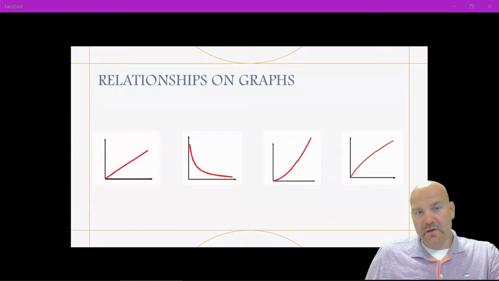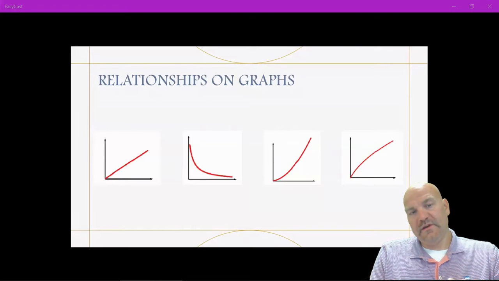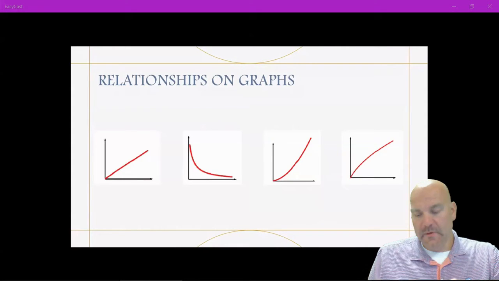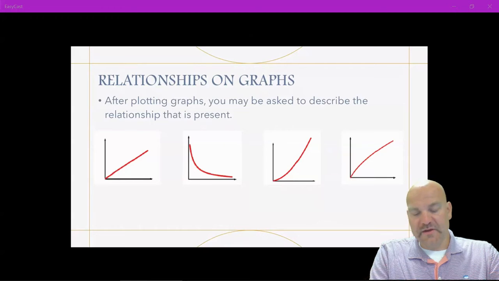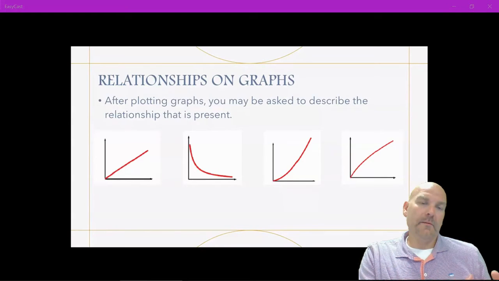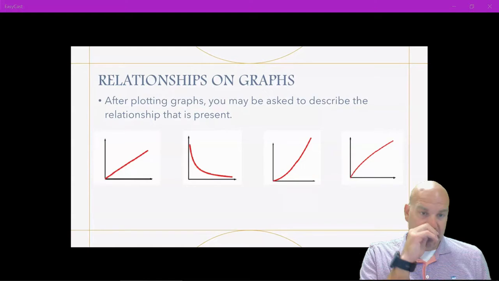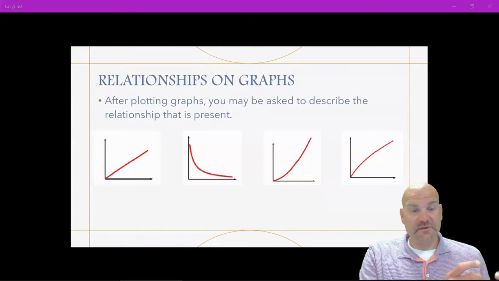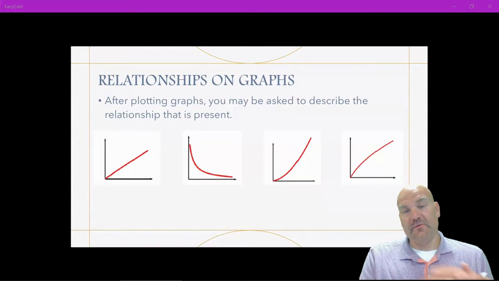Okay, so the next video here, we're going to look at relationships on graphs. This is very important because the majority of our graphs in physics will center around these relationships. After applying graphs, you may be asked to describe the relationship that is present, or on a multiple choice question, you may be asked the same question, right? So, what is the relationship between this variable and that variable?